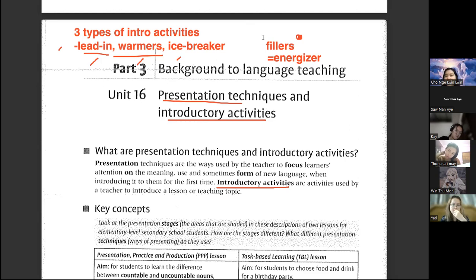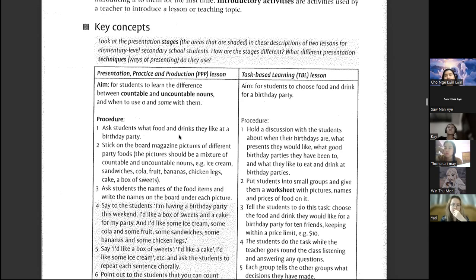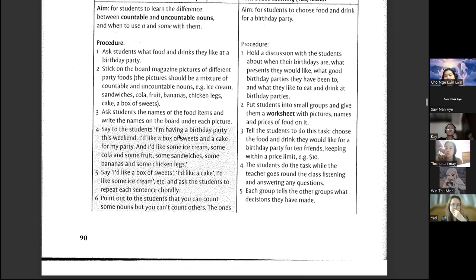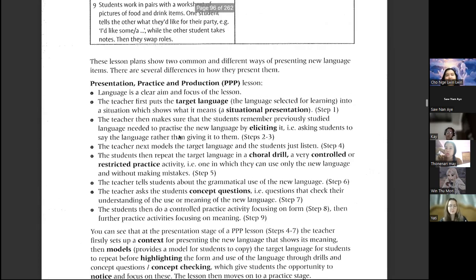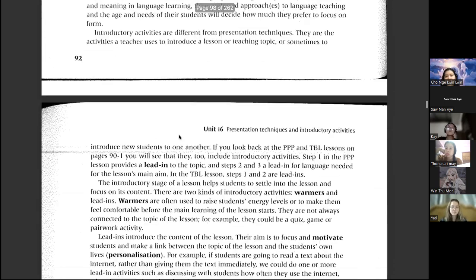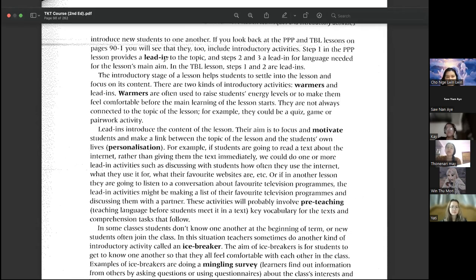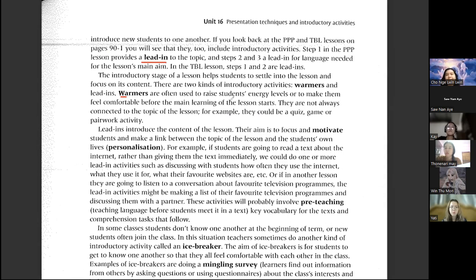And then in this unit, we also need to know about the difference between PPP and TTT lessons as well. So we will talk about this one later. Let's leave this part for a while. Okay, we'll look at the other matter first. So here, they told you about lead-in, grammar, and then personalization. How do you understand the word personalization?